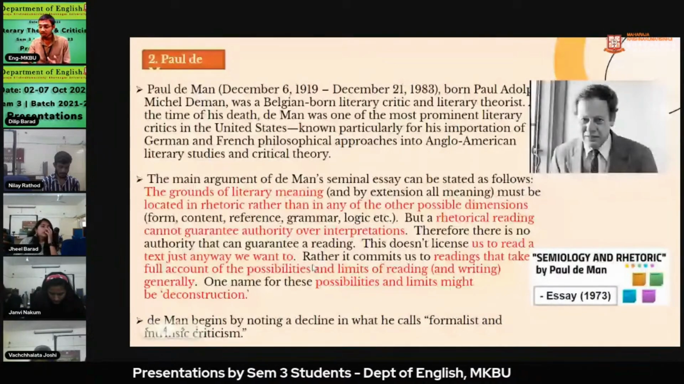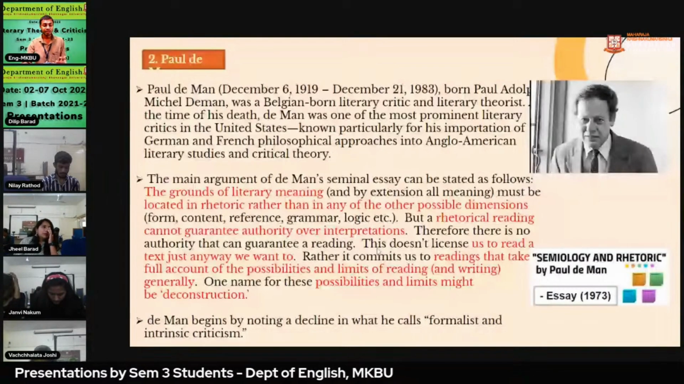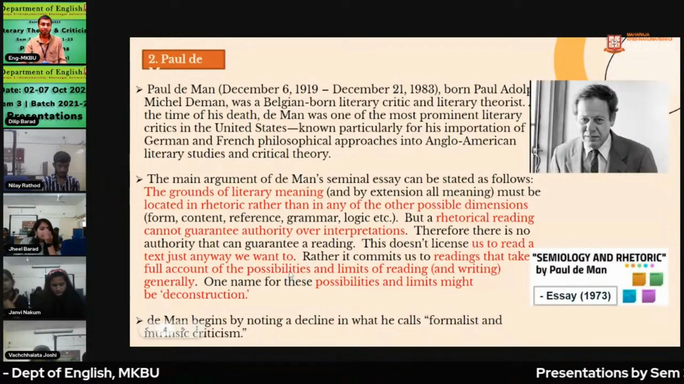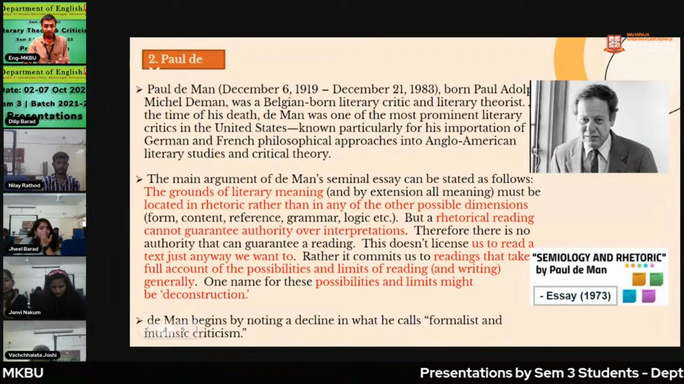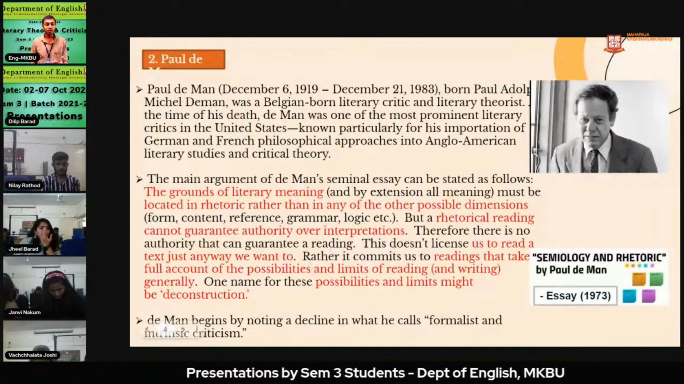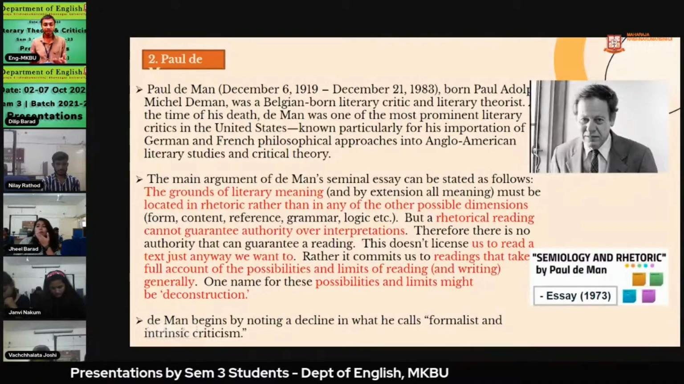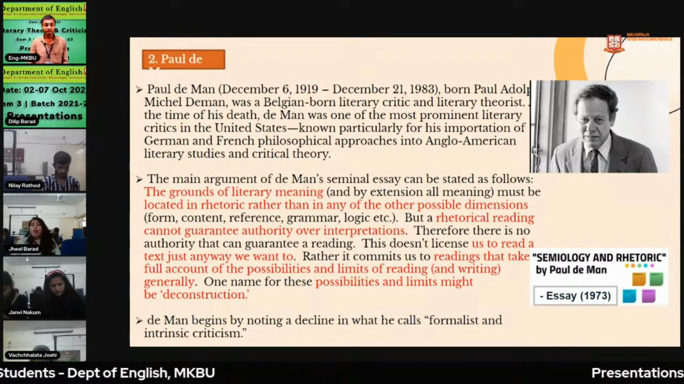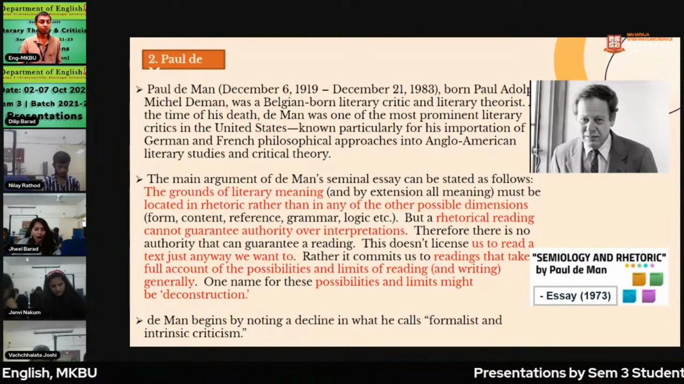So this does not license us to read the text just any way we want to. It is not that we will be allowed to read the text just the way we want. But rather it commits us to readings that take full account of the possibilities and limits of reading and writing. So the full account of possibilities of reading and writing must be taken care of while interpreting any text, according to Paul de Man.